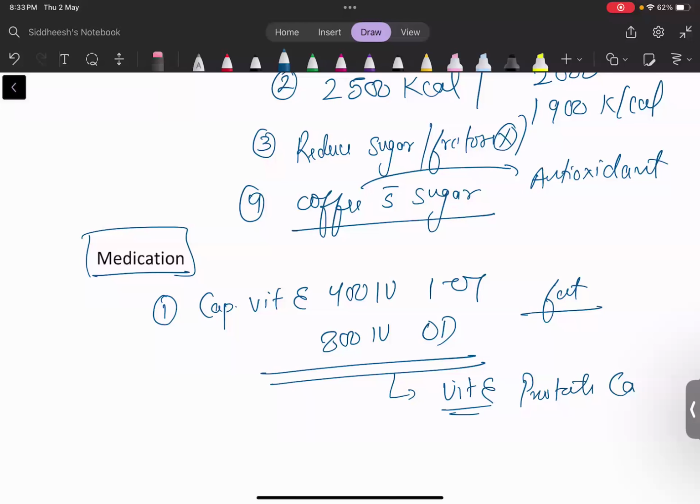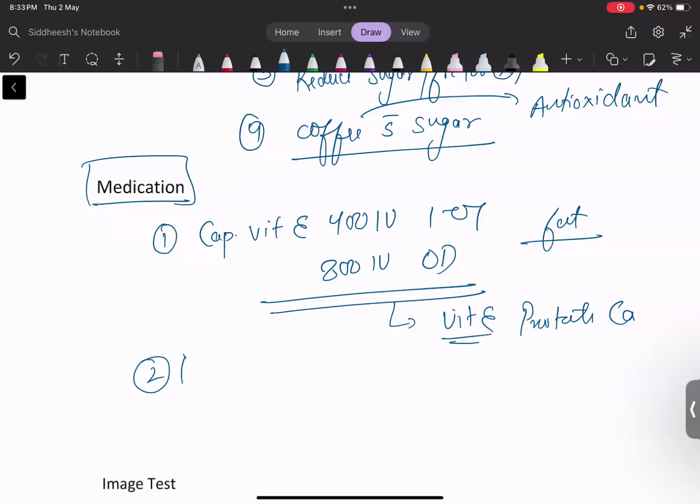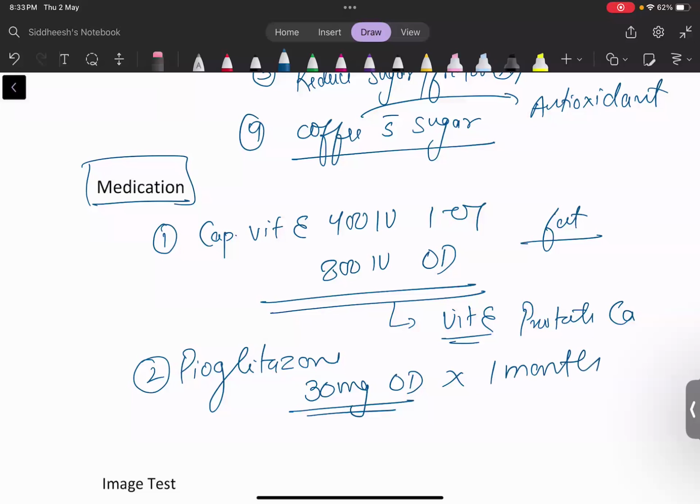Okay. The next thing what we usually use is what? Pioglitazone. Pioglitazone. What is the dose now? 30 milligrams once a day. We can use for 1 month. And again, call patient back, run ultrasound, run LFT parameter, it might be improving.